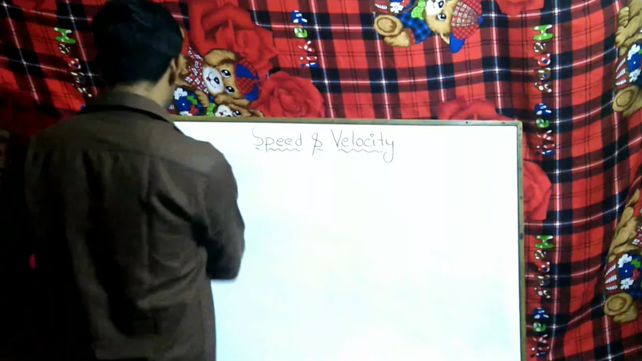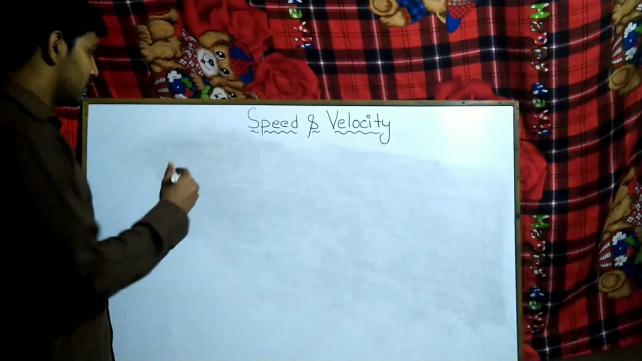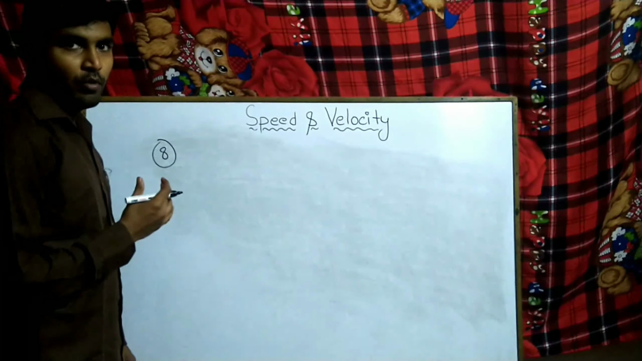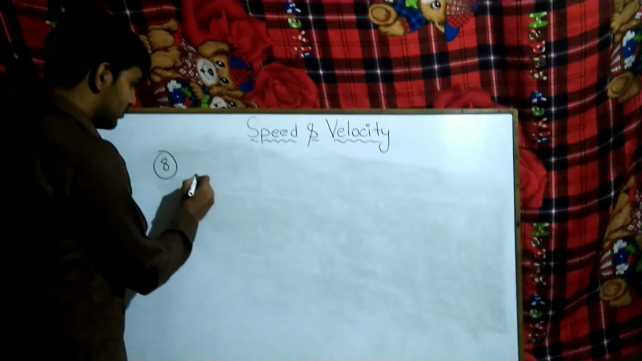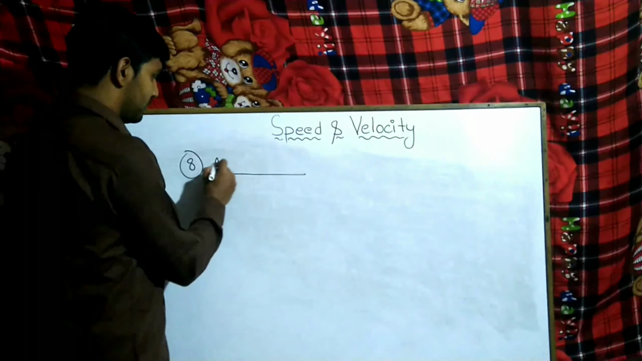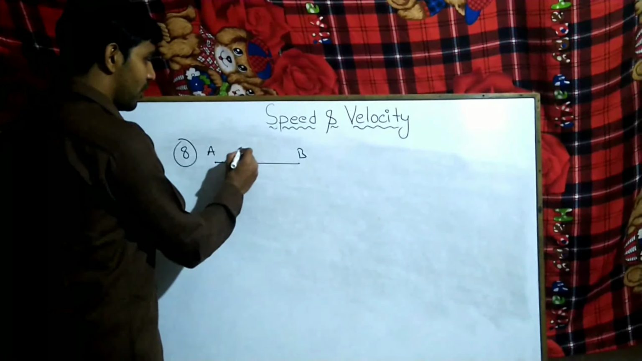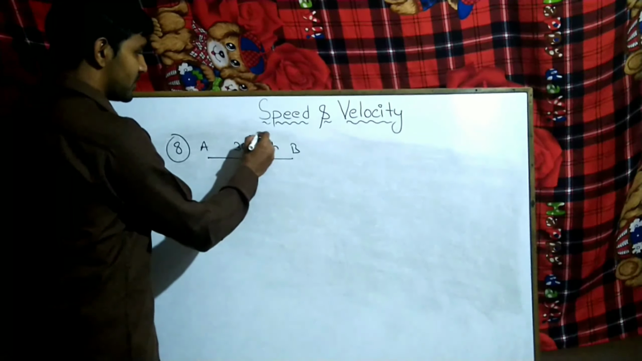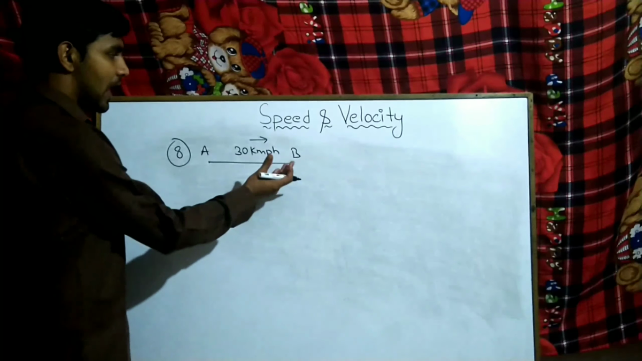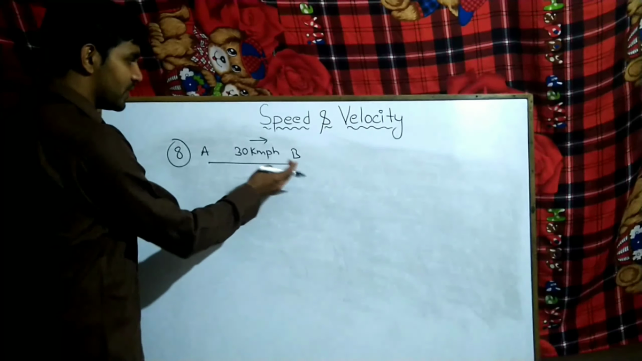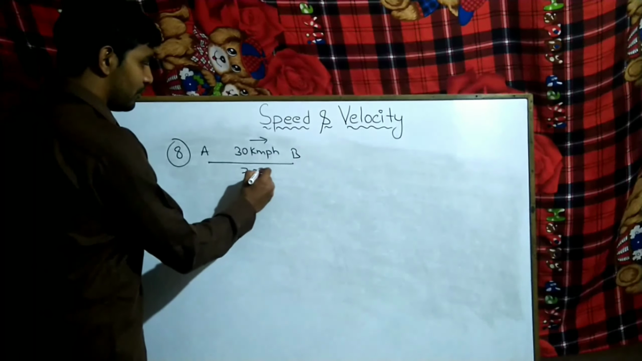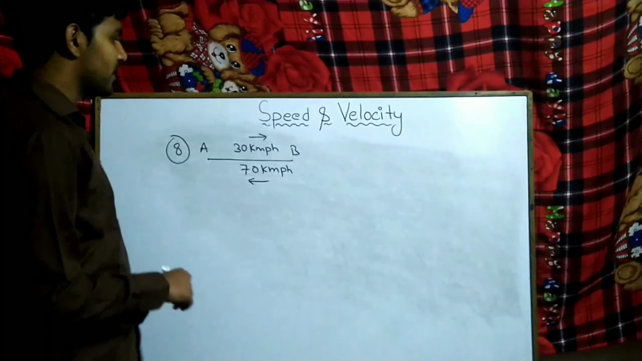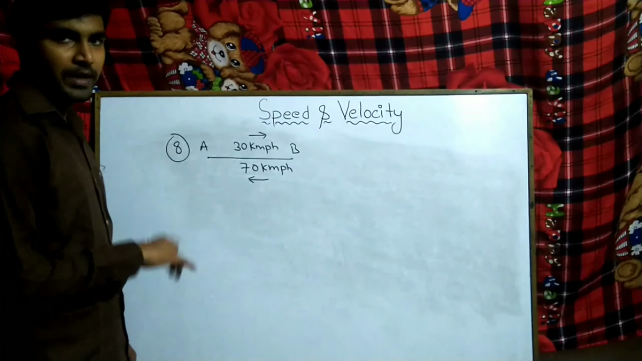Now we discuss the 8th problem. Say, if a body moving from point A to point B with a speed of 30 km per hour, again it came back to A with a speed of 70 km per hour. So we have to find the average velocity and average speed.